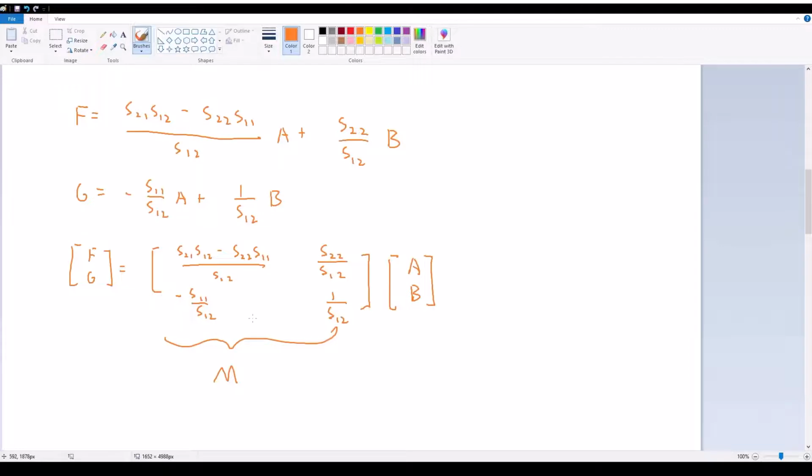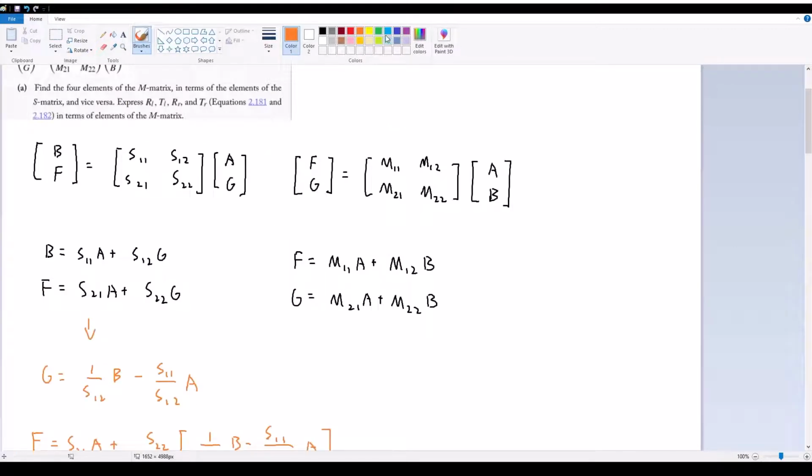The next part, then, is to do the same thing and effectively take this and rewrite it in terms of B and F. So if we want to rewrite this from F and G into B and F, by taking the second expression here, I can say B is equal to 1 over M22 times G minus M21 over M22 times A.